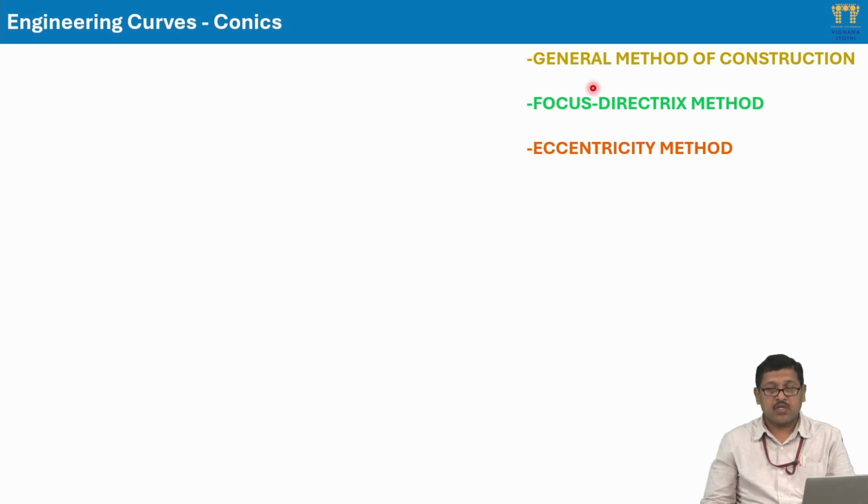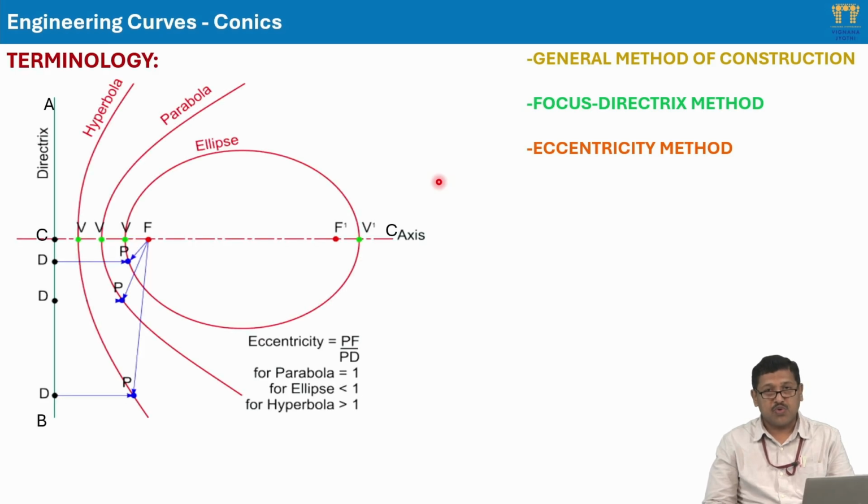Now before we dwell into this general method of construction, we'll try to understand the terminology that we should know, which will be used in this method of construction. So here you are able to see a straight vertical line AB. This line is called the fixed straight line and its name is directrix. Then exactly perpendicular to this line we have a line called CC. This is the axis. So AB is the fixed straight line which is vertical, and a line perpendicular to it is the axis line. Then we have these three curves: ellipse, parabola and hyperbola.